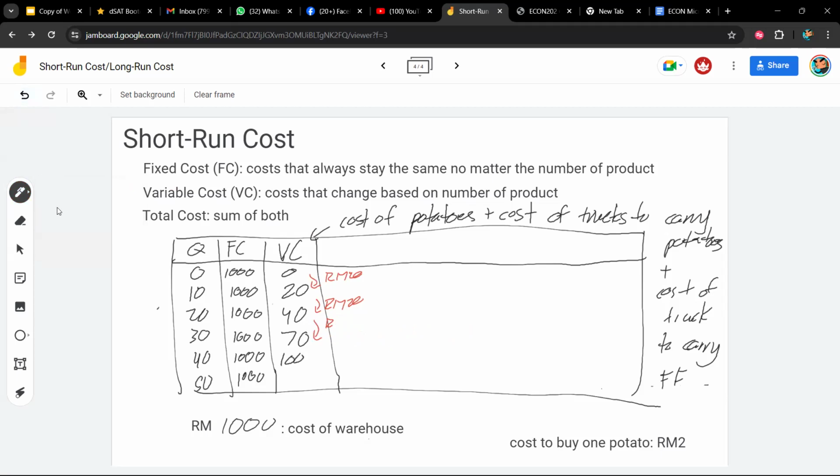Then let's say it can be like 100 because maybe once I go to 40, I need to ask another friend to help out. So not only is this like RM20, then plus RM10 for a friend.